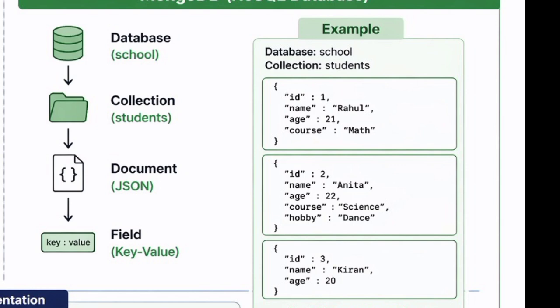So a database is like a container which holds all our collections, whereas a collection is a group of related documents. Here we can see the student collection. The student collection contains student details. It doesn't include any teacher details or any course details. So it is a group of related documents. A document means a single record, like a single student's data, and a field means the columns like name, age, course, etc.